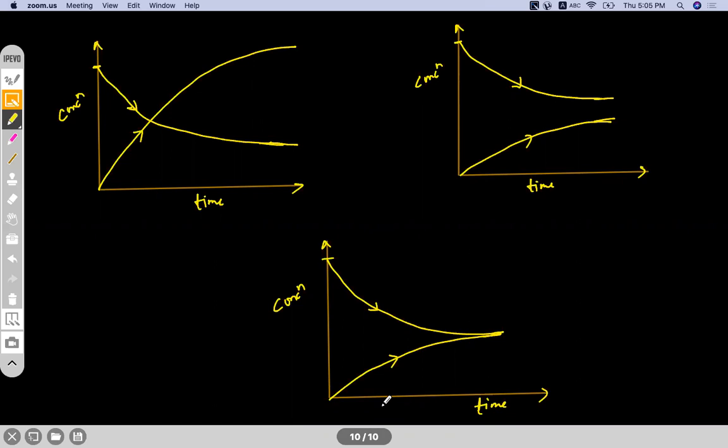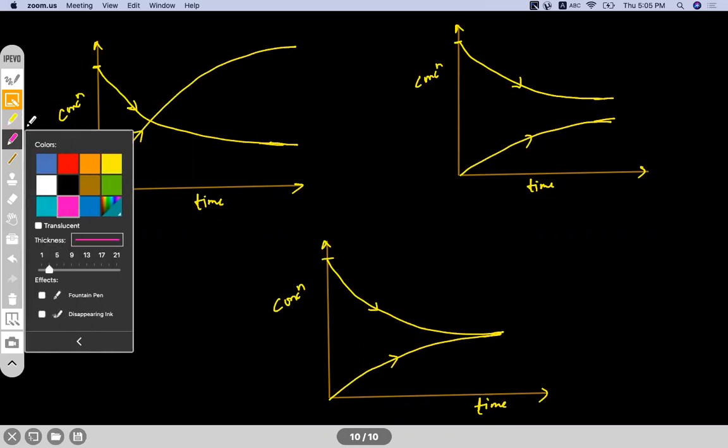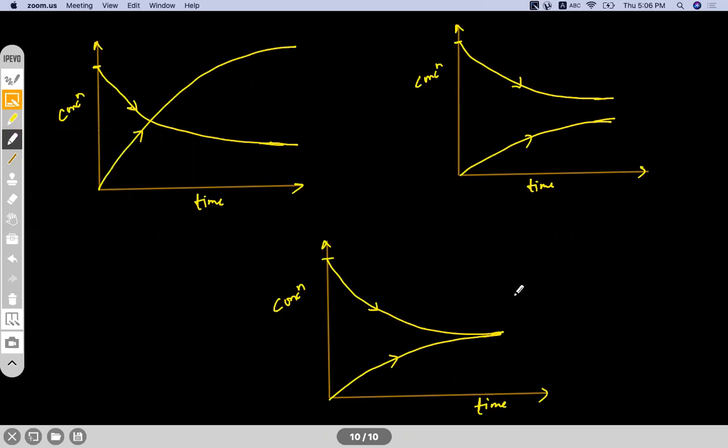Obviously, if you have the graph like this, for this one you see the concentration is equal, right? So for this one, we can say Ca is equal to Cb, taking reference of that reaction only. And that is the condition of equilibrium. So this one is fine, equilibrium state.